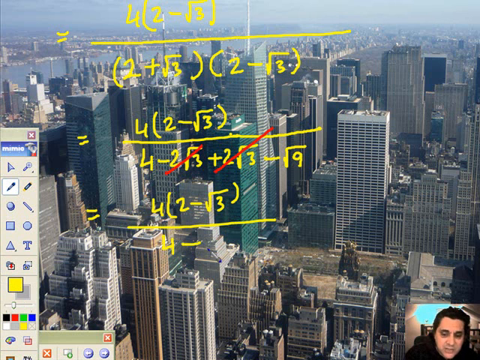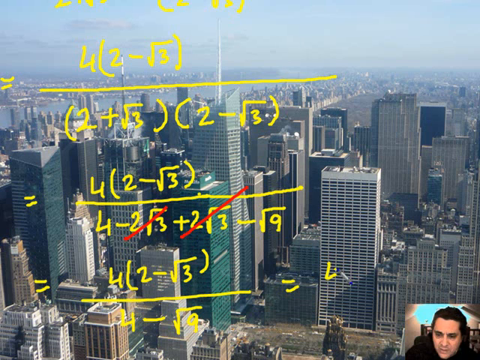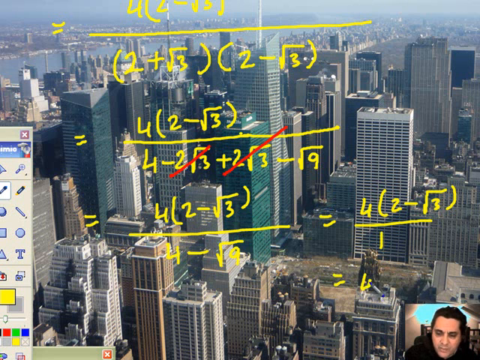Let me just write it down so you don't accuse me of doing too many steps in one go. Working over here now, I've got 4 bracket 2 minus root 3, and I've got 4 take away the square root of 9. Well, the square root of 9 is 3, so 4 take away 3 is 1. Therefore my final answer is 4 lots of 2 minus root 3. I don't even know if I should be multiplying this out, but I better do it in case I'm accused of not fully simplifying. So I've got 8 take away 4 lots of root 3.